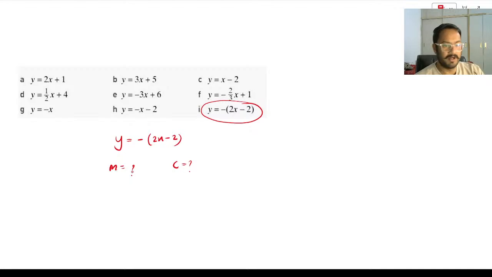What is the answer of this part? I'm waiting for your reply. I part, and then we'll end the class. So what is the answer of this I part?